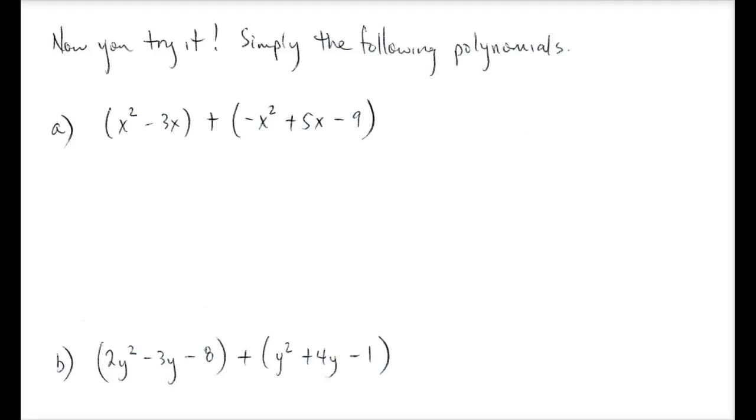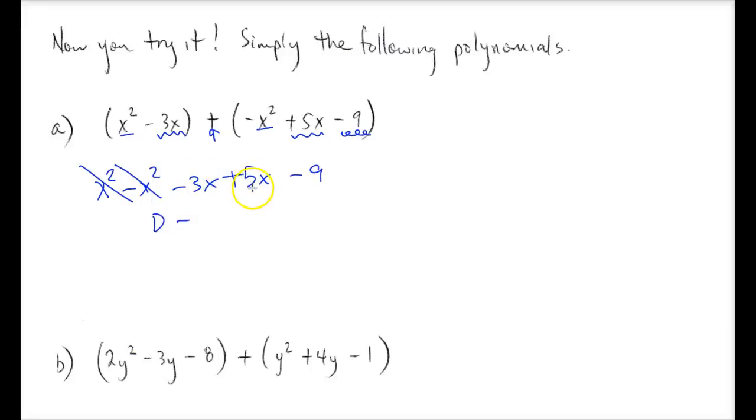All right, so now what we'll do is work some of these out from scratch. And so here we see that since we just have addition, we don't have to do any distributing. So we can just combine like terms here. We have x squared minus x squared, and then we have a negative 3x plus 5x, and then we just have minus 9 all by itself. And so x squared minus x squared cancels to 0.